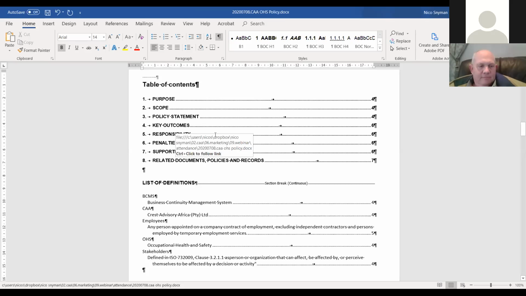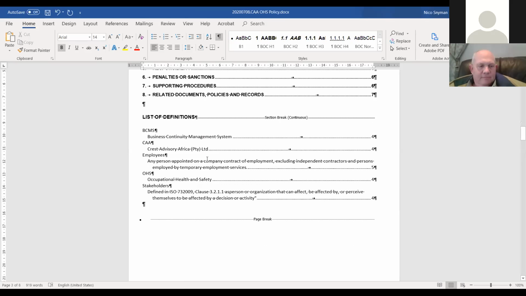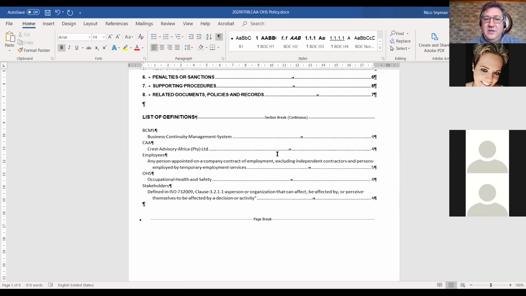So list of definitions, please, in a document, please, please, please, I'm asking you, if I can be on my knees now, I would be. But please make sure that if you are using abbreviations, that the abbreviations are explained the first time that you are using it, like business continuity management system, because that is critical. People don't know what BCMS is. BCMS can stand for something else.